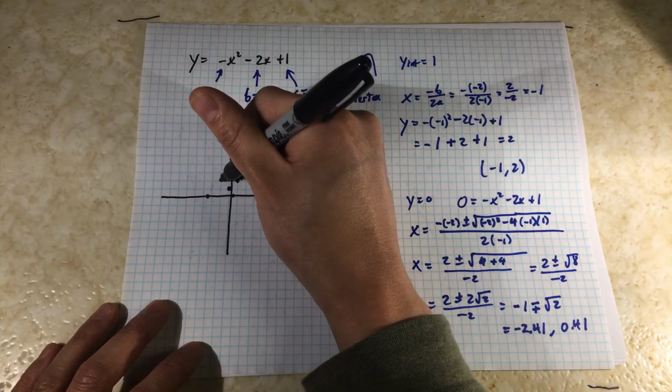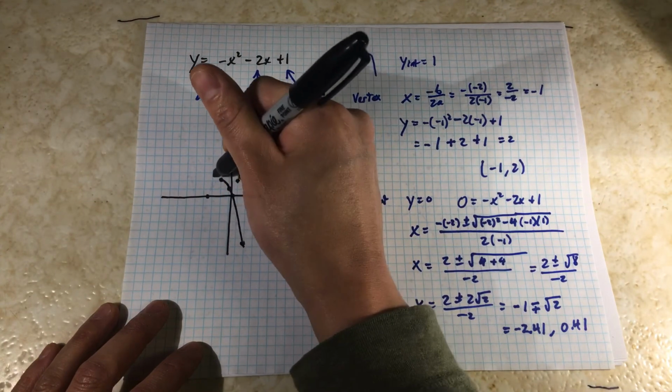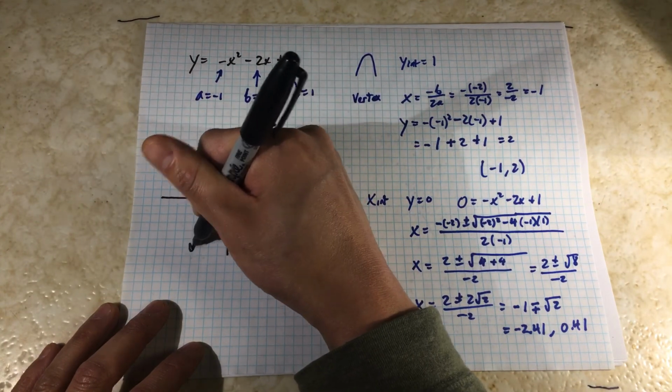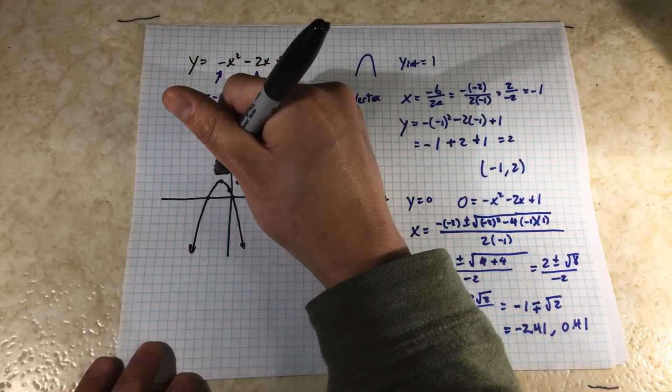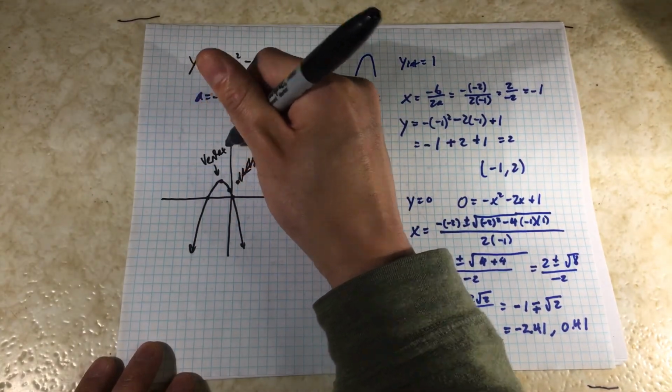So then I have my points. I can kind of graph them. It'll be something like this. Okay, so that's my vertex right there.